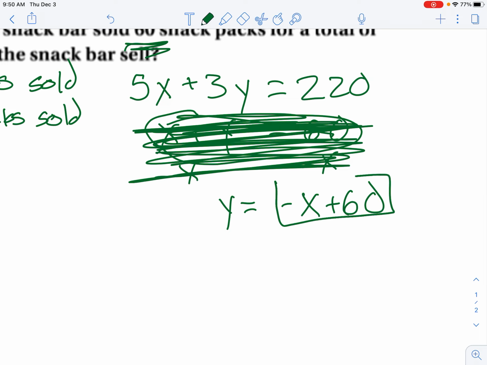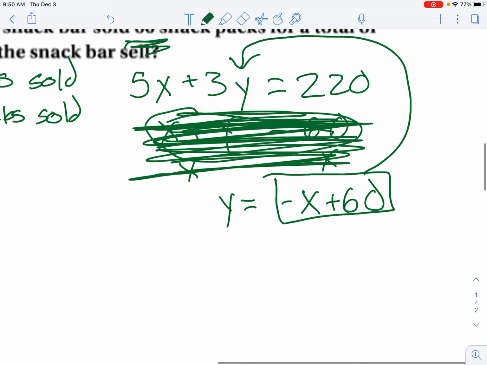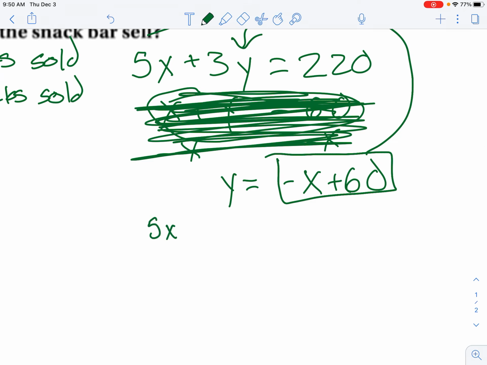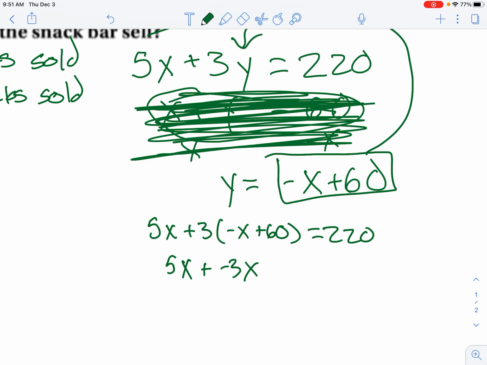So I'm going to put a box around one. I'm going to plug it in for the y value, which is right here. And this is what it would look like. I would have 5x plus 3 times (-x plus 60) equals 220. And now I can solve. 5x plus -3x plus 180 equals 220.